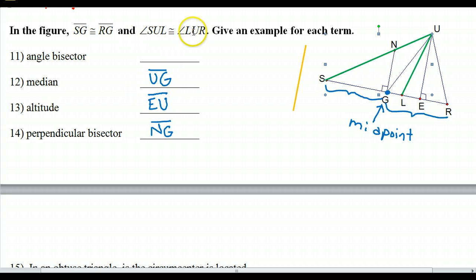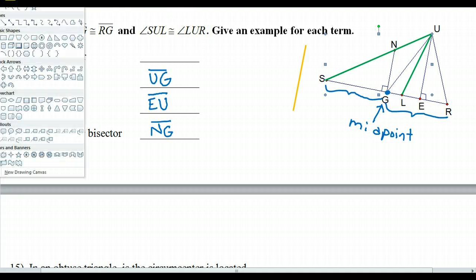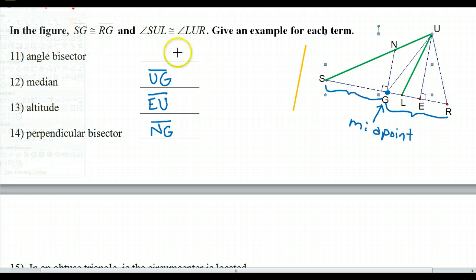And so that's the first angle. Now that's supposed to be congruent to angle LUR. Angle LUR is this angle right here.